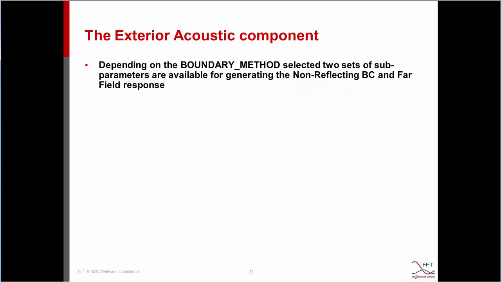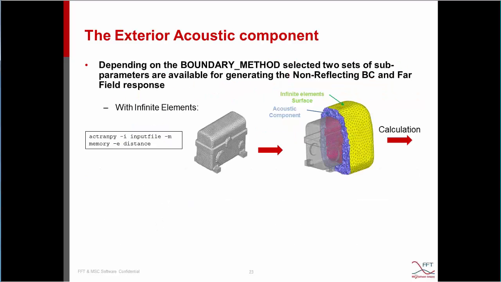So let's take an example. We have this coupling surface here, which is going around my structure. In a first definition of the exterior acoustic component, I will specify a particular thickness, and I will say that I want a non-reflective boundary condition, which is infinite elements. When I run the distance execution sequence, meshes will be created according to these specifications.